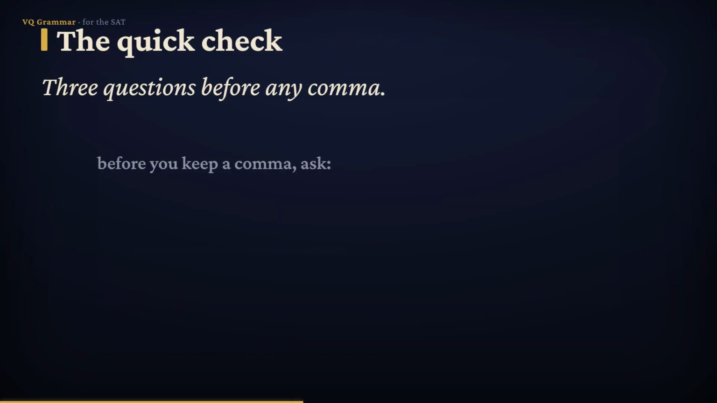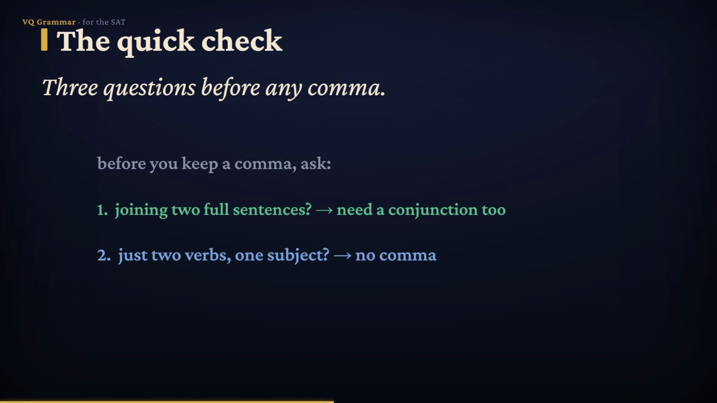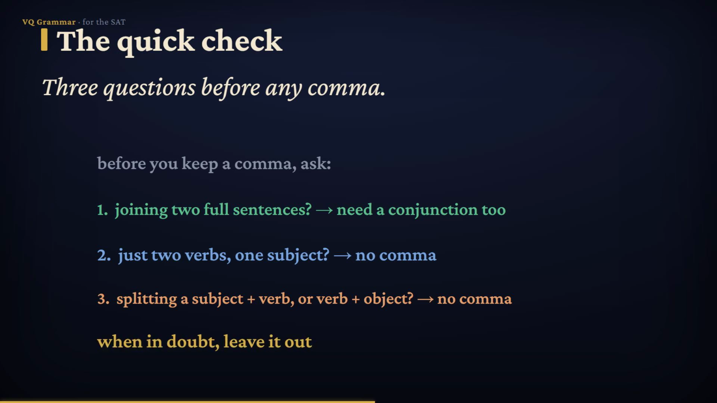So before you let a comma stand, run three quick checks. One, is it joining two full sentences? Then it needs a conjunction with it, or use a semicolon. Two, is it sitting before just two verbs with one subject? Then take it out. Three, is it splitting a subject from its verb, or a verb from its object? Then take it out. A comma marks a real pause for the reader, not just any gap between words. When in doubt, leave it out.